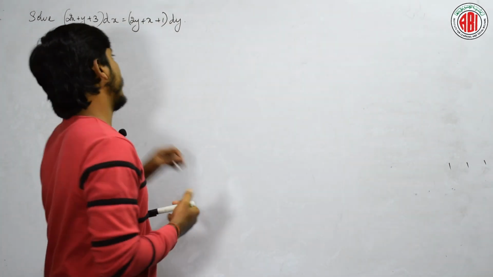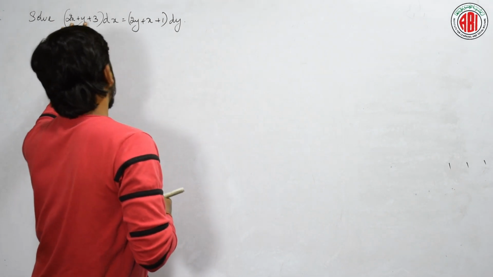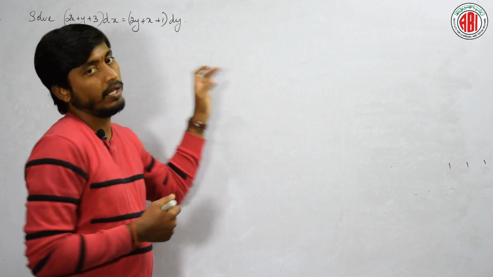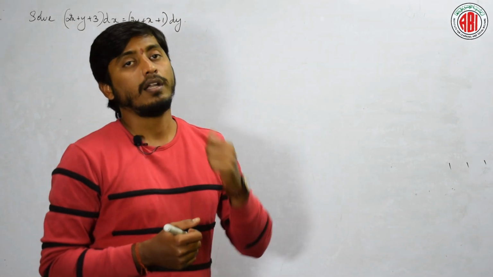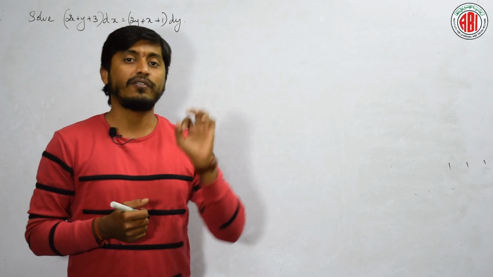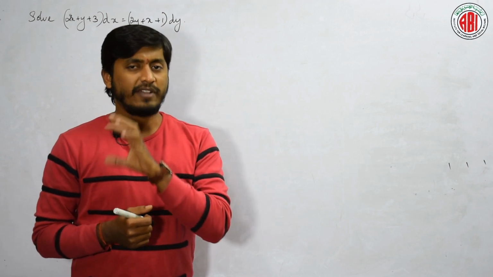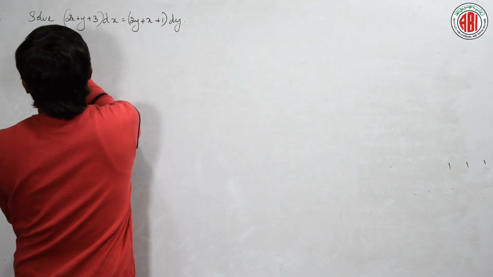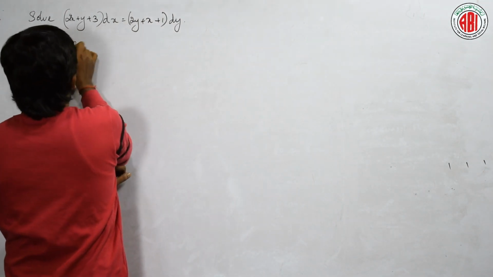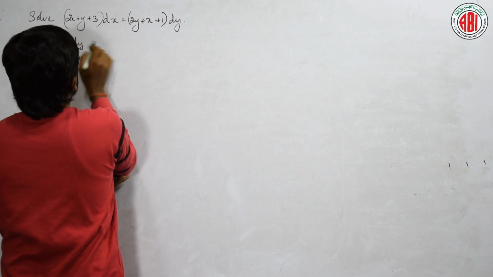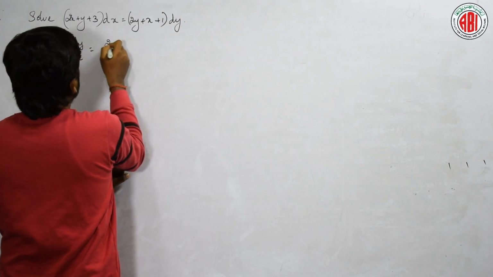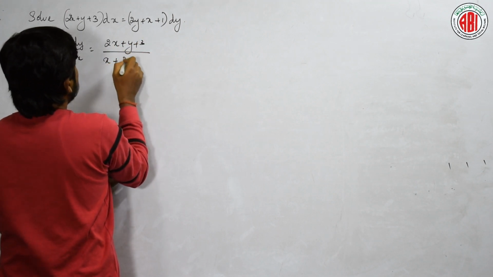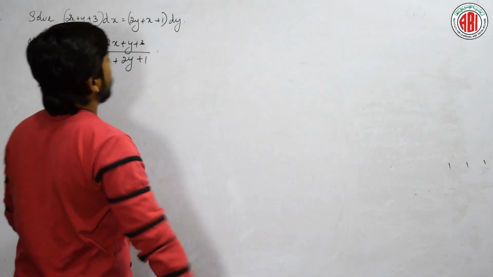Okay, look at the question here. He gave (2x plus y plus 3) dx is equal to (y plus x plus 1) dy. So what is the first step we have to do here? We have to write it in the form of dy by dx equal to some function, right? So we write dy by dx is equal to (2x plus y plus 3) by (x plus 2y plus 1).